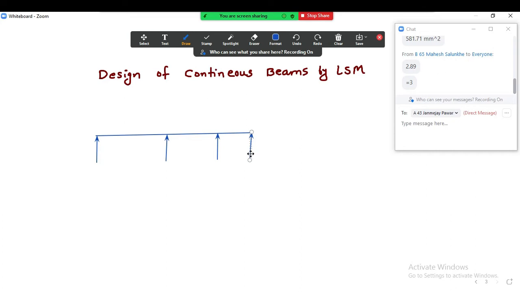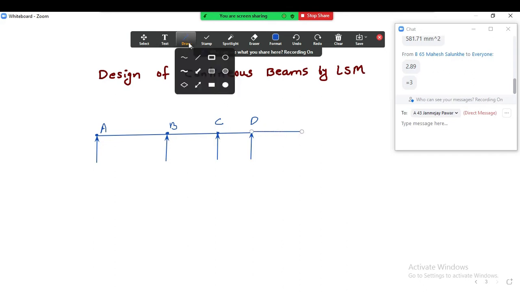Here you can see this beam is supported at point A, then at point B, then at point C, and then there is a support at point D. Now if I extend this line, I will get one more support over here, and this is the support E.